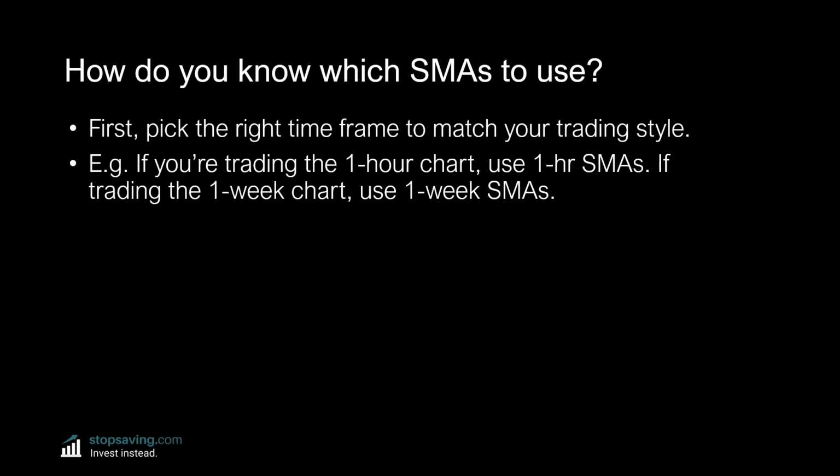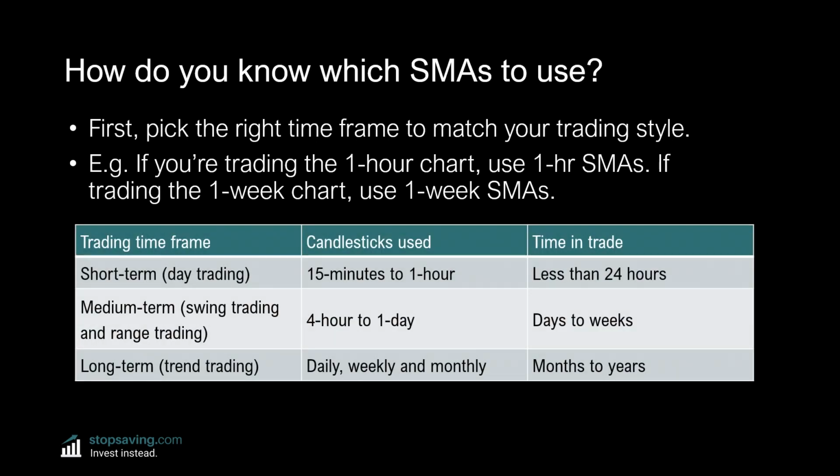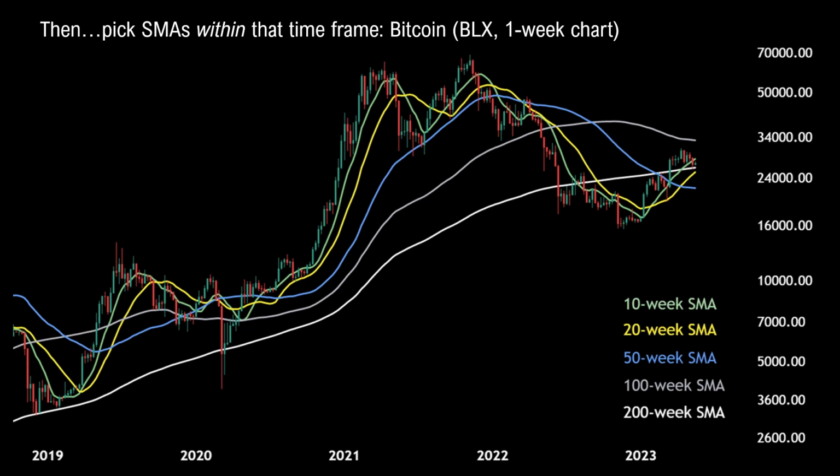A few videos back, we went over this table, which explains the different trading timeframes and the candles you could use for each of them. You can refer to this table as often as you like, and that's no different when choosing moving averages to suit your trading timeframe. Once you know your trading timeframe and style, you can then pick a range of moving averages within that timeframe.